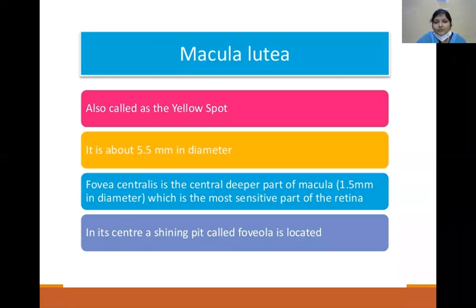In the center of the macula, there is a part known as fovea centralis, which is about 1.5 mm in diameter and is the most sensitive part of the retina. Why? Because it contains only cones, and cones are responsible for visual acuity in the daylight. So it has best visual acuity. And in the center of the fovea, there is a foveola.